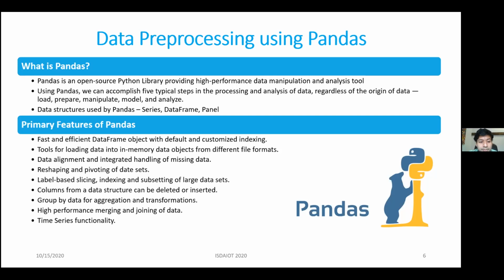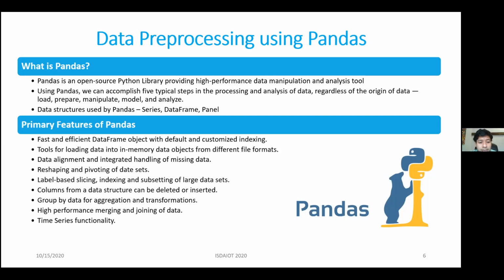Some of the primary features of Pandas, as we go through. It is very fast and efficient. It provides a very fast and efficient data frame object with default and customized indexing. We'll see how we can use very much customized indexing with the data. Then it provides tools for loading data into in-memory data objects from different file formats. So it is very flexible with different file formats, data alignment and integrated handling of missing data. That is one of the key aspects that sometimes we need while structuring the raw data.